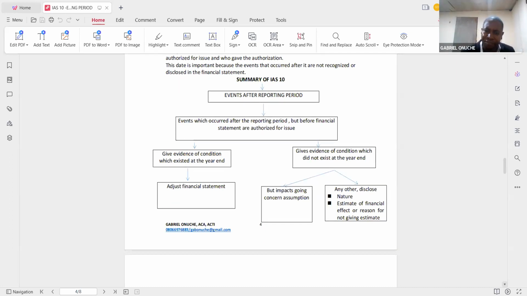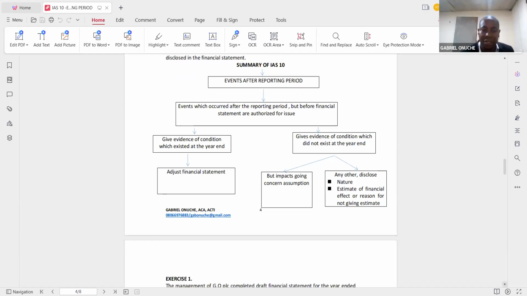Then finally, when the going concern of the company is questionable, then there is need to prepare financial statement in the best appropriate way, which is, I said, break-up basis, and not on going concern basis.